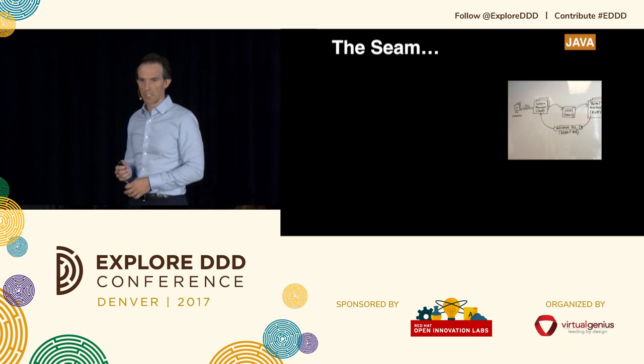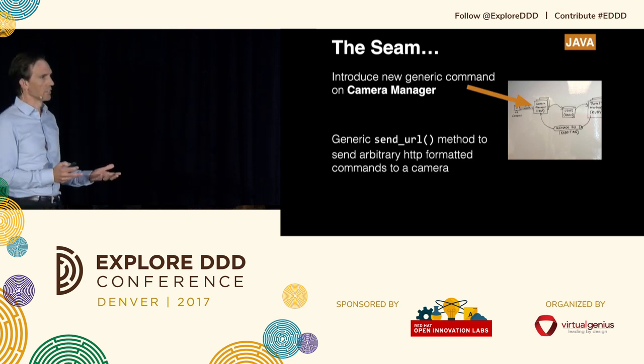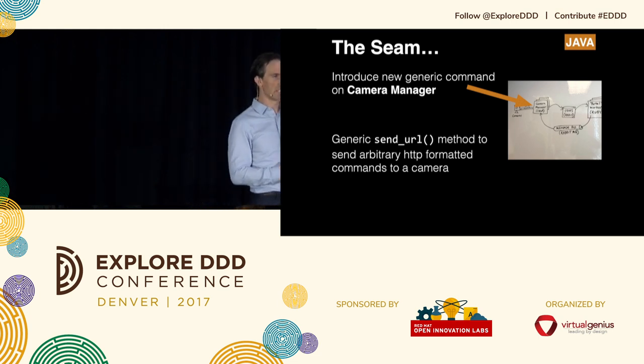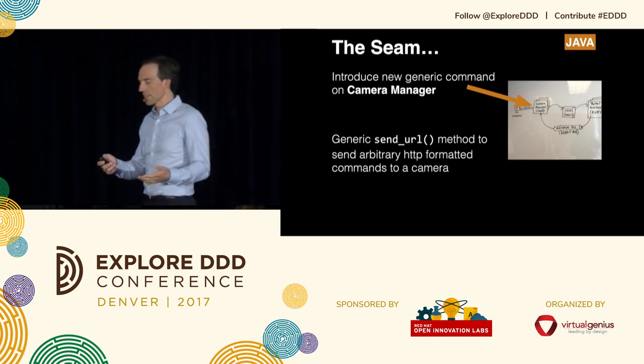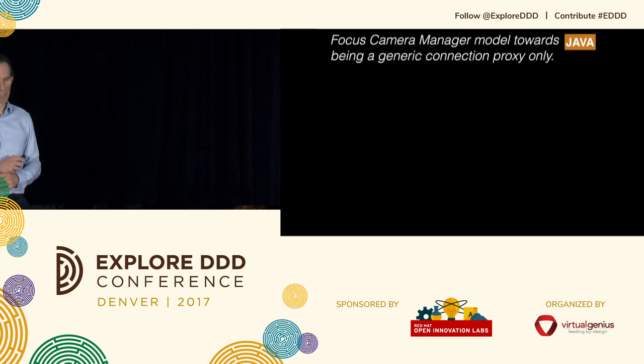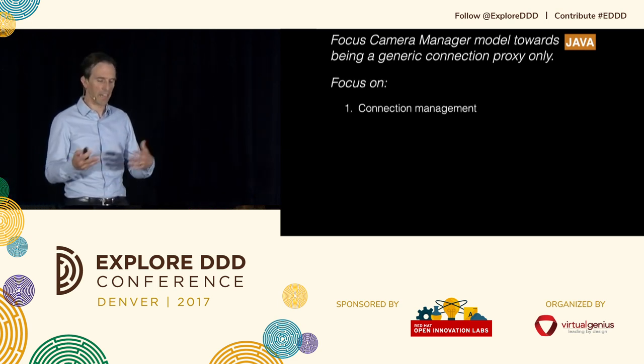So the seam was, why don't we introduce a new generic command on camera manager? And so we created this send URL method, because you probably remember back from the code, that it's basically creating URLs and then sending them through. It has URLs with parameters that it's passing through to the camera, and because the camera is an HTTP server, it responds to those, right? So we said, well, let's just create a generic method that does that. So we started refactoring that way. We added this new method. Actually, it wasn't a refactor. It was adding this new method.